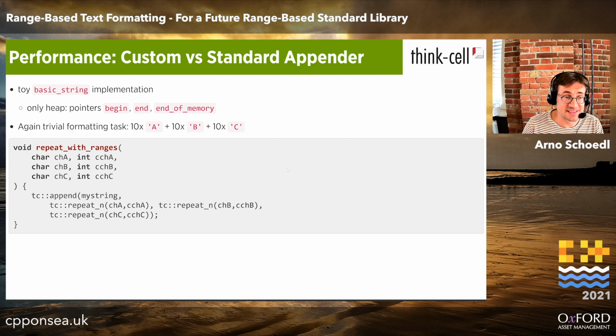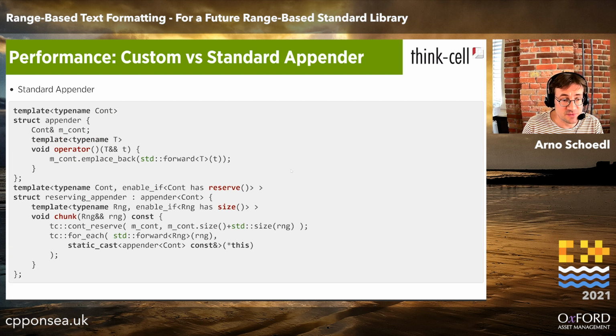So let's have... and we don't have that yet in the library. It was just to explore what kind of performance improvements are possible. Let's say we have a toy basic string implementation where we only have heap pointers: begin, end, and end of memory. That's how the vector is very frequently implemented. Basic strings often have an internal buffer, but we'll leave this out for now. And we again have this trivial formatting task, and we put that into our basic string.